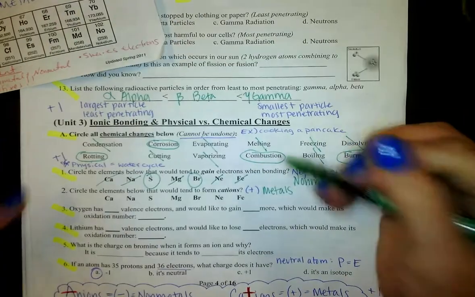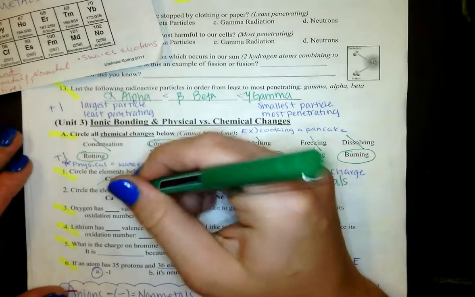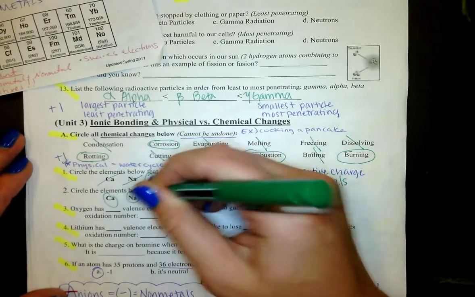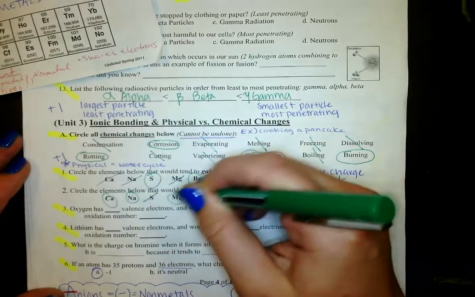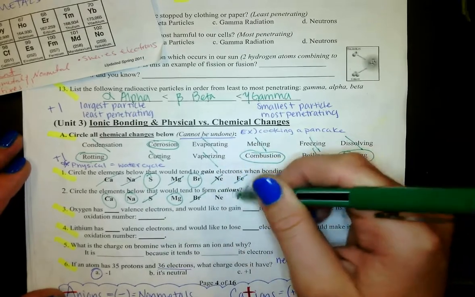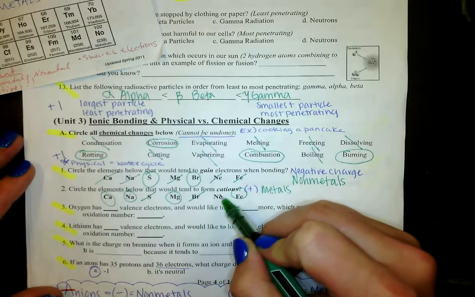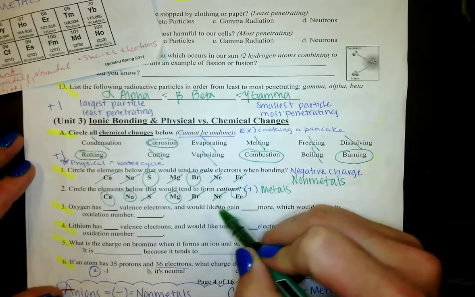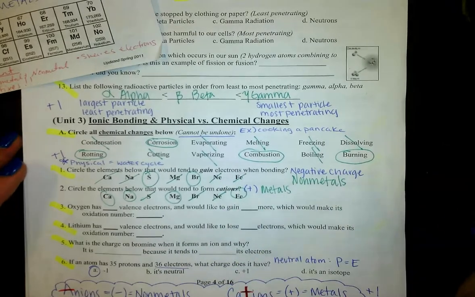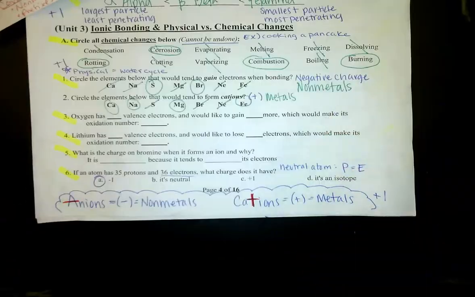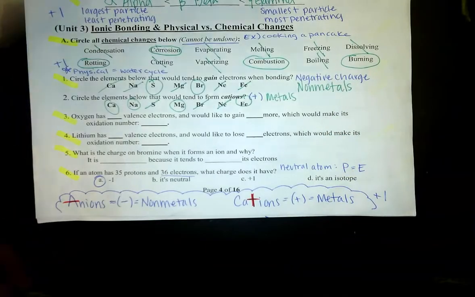So basically the opposite of what I had in the first one is going to be my answers. So calcium, sodium, not sulfur, magnesium, not bromine, and iron. But neon, I just said, does not gain or lose any electrons. So that one also stays out.